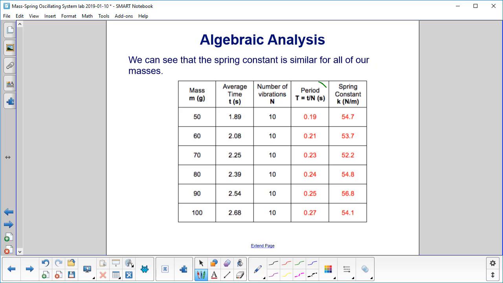So it was easy to find the period, I would imagine. Just divide this number by 10 and then round it off to 2 decimal places, 2 sig figs here. And then the spring constant, use that formula from a few slides back and make sure you converted the grams to kilograms. And look at this, pretty constant. Spring constant looks pretty constant across the different masses.